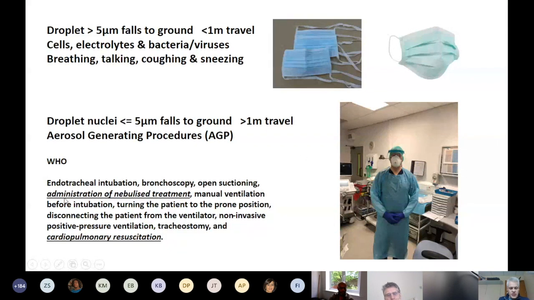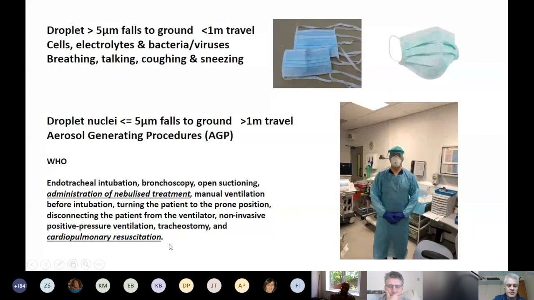Now it's interesting, the WHO have declared administration of nebulized treatment as an aerosol generating procedure, and also CPR as the Resuscitation Council. This is contrary to what PHE England have said. So Public Health England don't think administration of nebulized treatment is actually an aerosol generating procedure, and I'm inclined to agree with that, because we're talking about patient generated aerosols. A nebulizer is an aerosol generated from a medicinal device with a drug in it, so it's not generating aerosol in the patient itself. So I think that probably isn't an aerosol generating procedure.